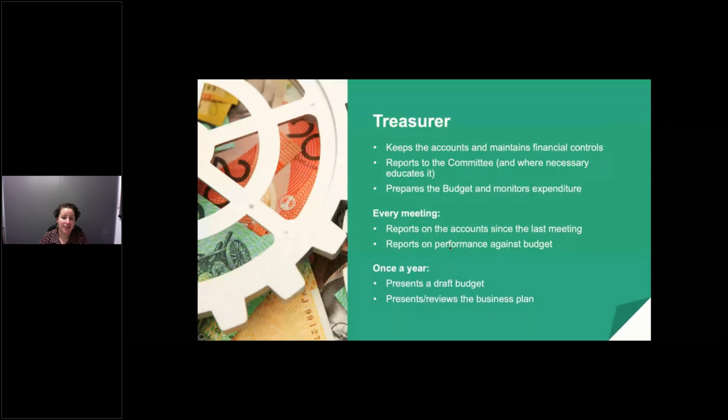So every meeting, the Treasurer is producing and providing the regular reports. Once a year, the Treasurer is providing a draft budget, which is approved by the board. The Treasurer is making a recommendation to the board or committee about what they believe should be in the budget, but they're not making the final call. In the end, it is the whole committee who makes that ultimate decision.